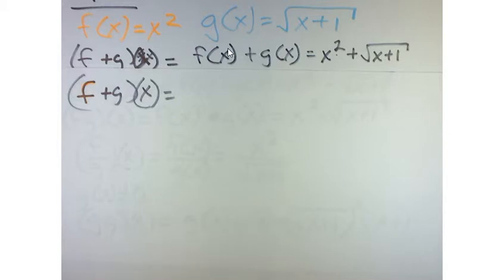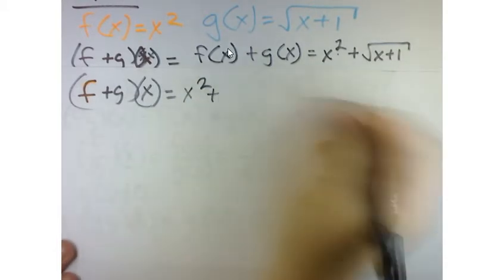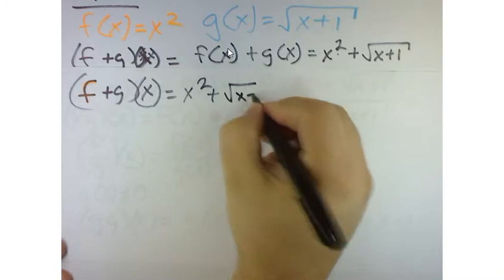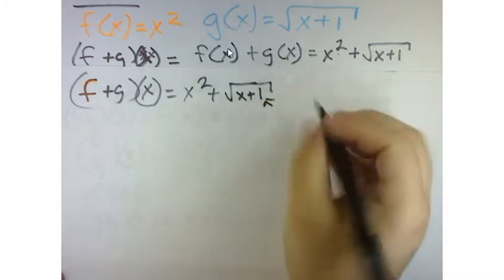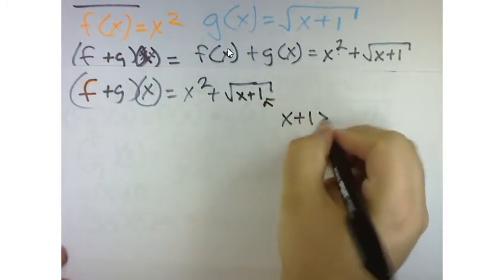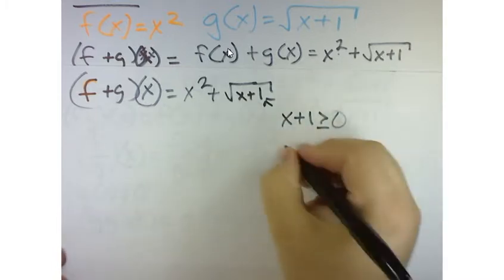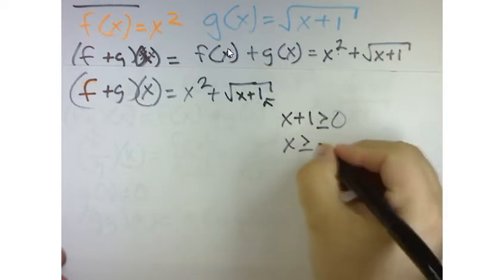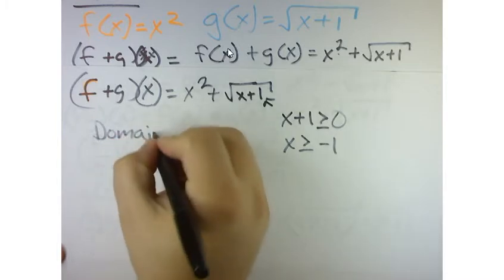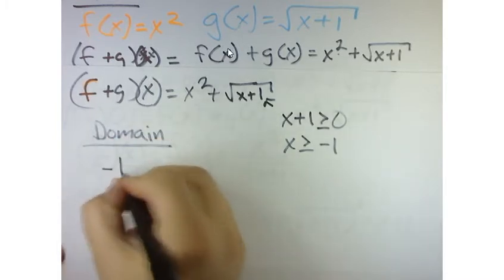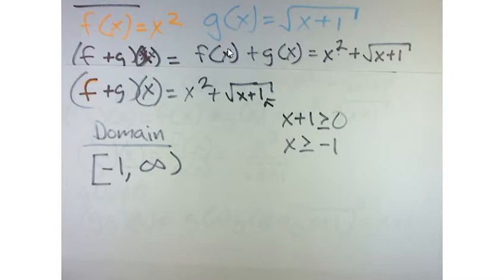So f plus g of x is the function x squared plus the square root of x plus 1. Now the problem is that we can't take the square root of a negative number, so x plus 1 has to be greater than or equal to 0. So then x has to be greater than or equal to negative 1. So the domain of this particular function is negative 1 to positive infinity, and we're including the negative 1. Does that make sense?